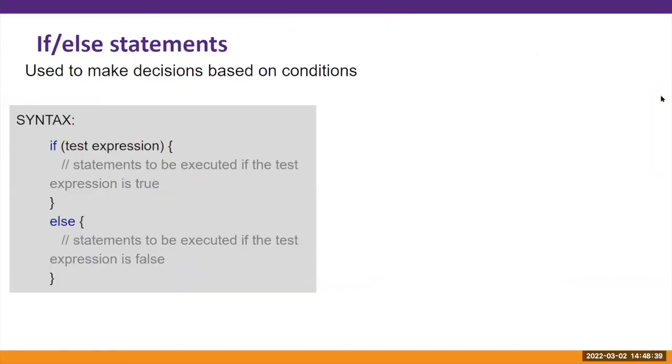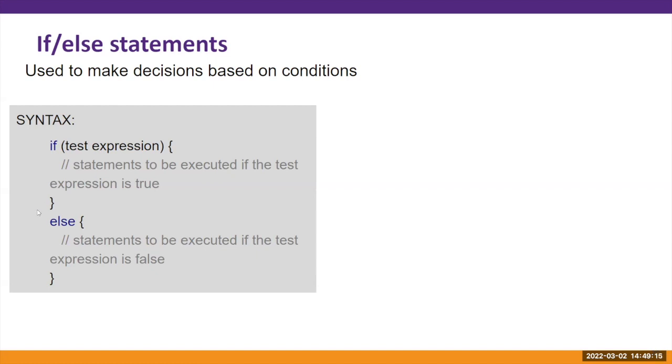This is where an if-else statement comes into play. An if-else statement in code is used to make decisions based on certain conditions. Here you can see the syntax or setup of an if-else statement. So first we have the word if, and beside it in parentheses is the test expression that's being evaluated. If the test expression evaluates to be true, then the code written within the if portion of the if-else statement, so the first set of curly brackets, will be executed.